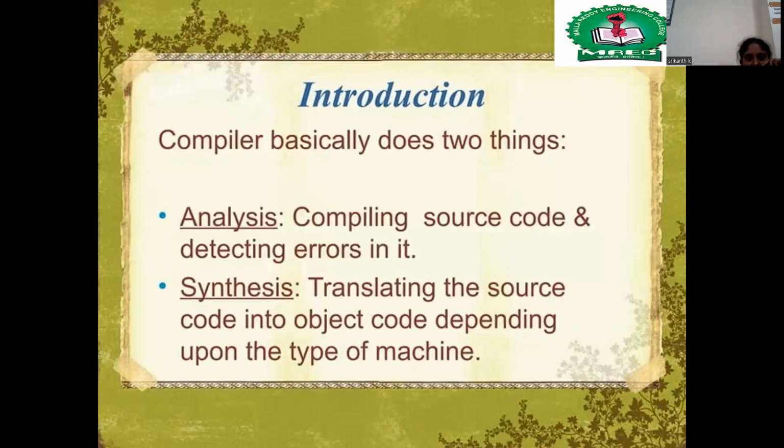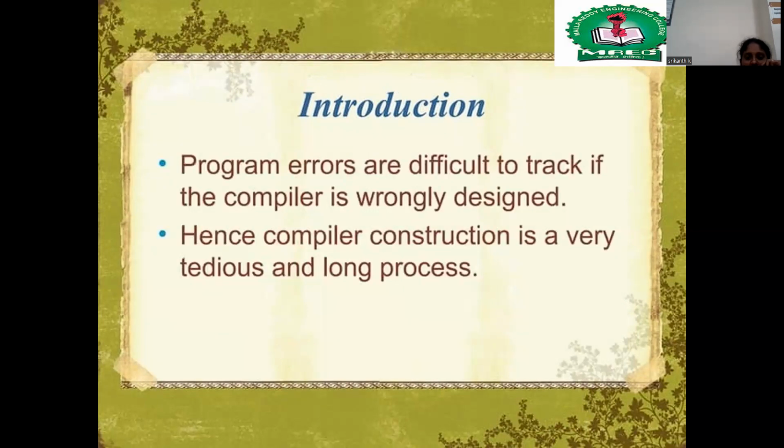Next. Basically, a compiler does two things. First one is analysis and second one is synthesis. Analysis means that while compiling our source code, it will detect whether there are any errors in our source program. Synthesis means translating the source code into object code depending upon the type of machine. Okay.